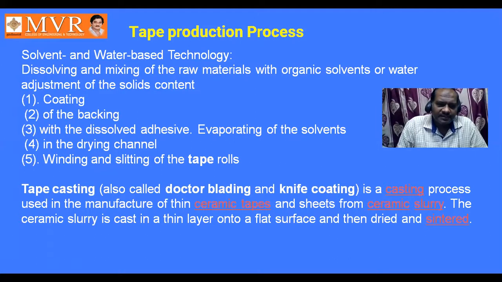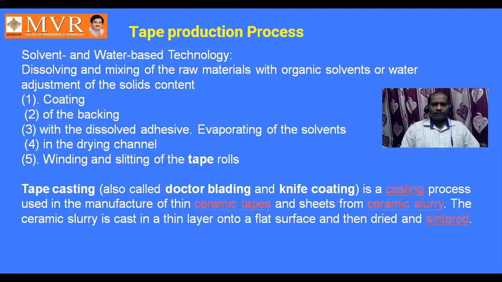How is the tape casting done? Tape casting, also called doctor blading and knife coating, is a casting process used in the manufacture of thin ceramic tapes and sheets from ceramic slurry. The ceramic slurry is cast in a thin layer onto a flat surface and then dried and sintered.